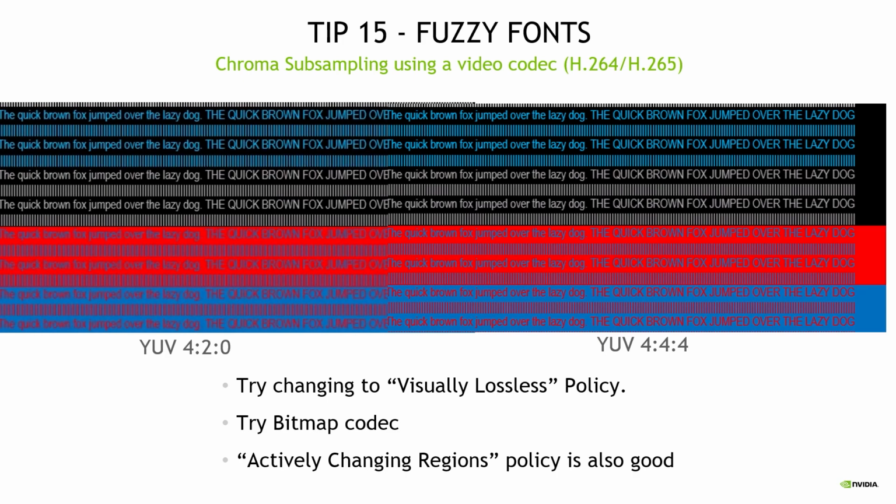The final way, and probably the best way of doing this, is to use the adaptive policies from Citrix and VMware, such as the Citrix Use Video Codec for Actively Changing Regions policy. This will allow the video codec to only use Chroma subsampling for the area of the screen that's moving, say for instance a video, while leaving the non-moving parts of the screen encoded with a bitmap codec to make it look a lot more clear. Actively changing regions is really a great policy to get the best from both worlds.